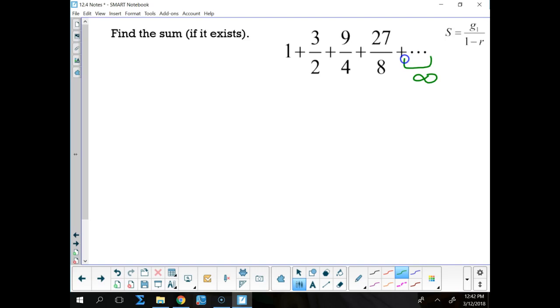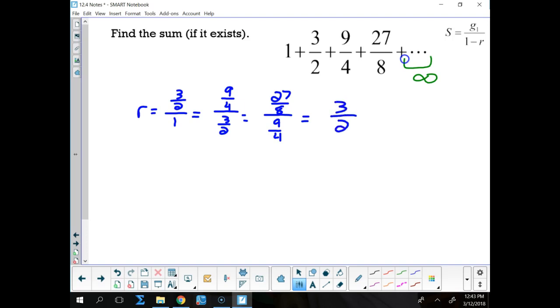R value. How do we find an R value when it's not in sigma notation? Any term divided by the term right before it, right? Okay. So 3 halves divided by 1 should be the same as 9/4 divided by 3 halves, should be the same as 27/8 divided by 9/4. All of those are equal to what? 3 halves.